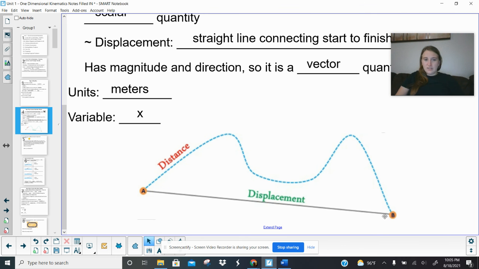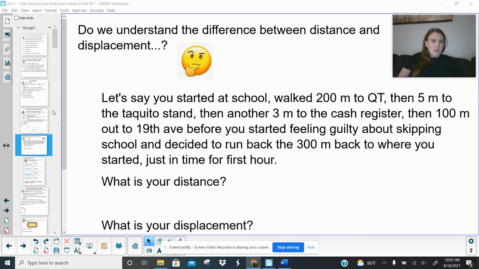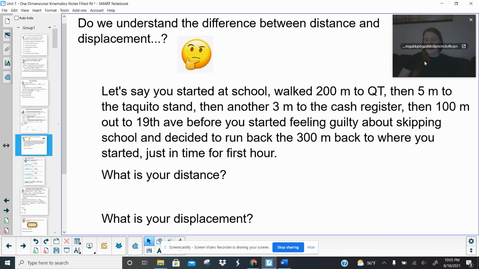So again, here's a picture of the difference. Here is my distance traveling from A to B. The straight line is what we would call our displacement. So let's make sure we understand the difference. Let's read this question here. Let's say that you started at school, you walked 200 meters to QT, then 5 meters to the taquito stand, then another 3 meters to the cash register, then 100 meters out to 19th Ave before you started feeling guilty about skipping school and decided to go backwards 300 meters to where you started, just in time for first hour. What is our distance here that we traveled? Go ahead and read through it again and try it.